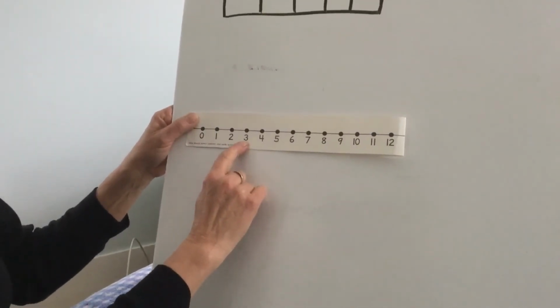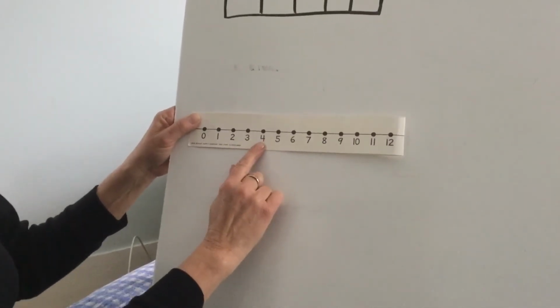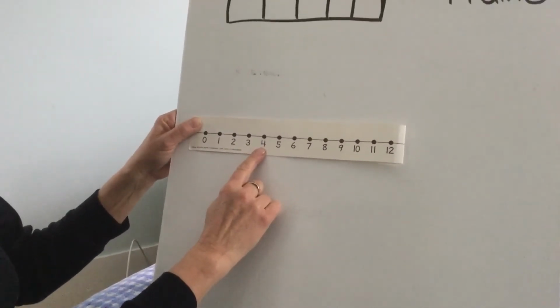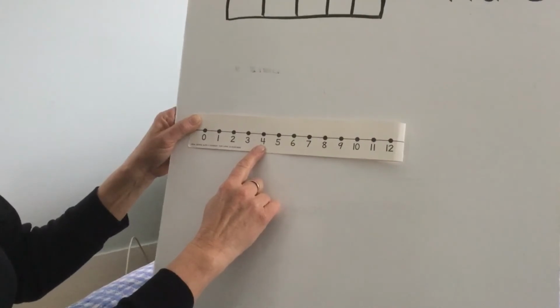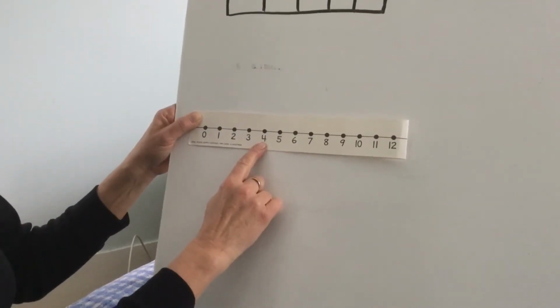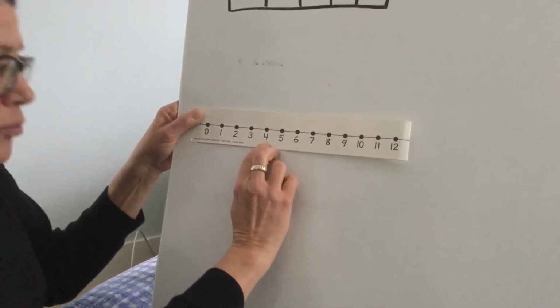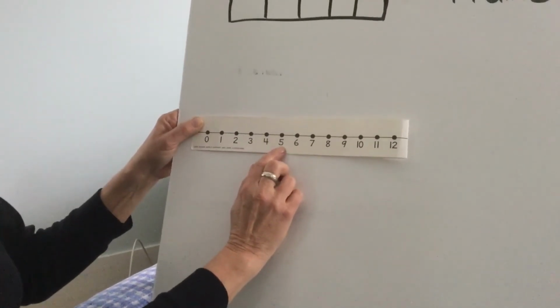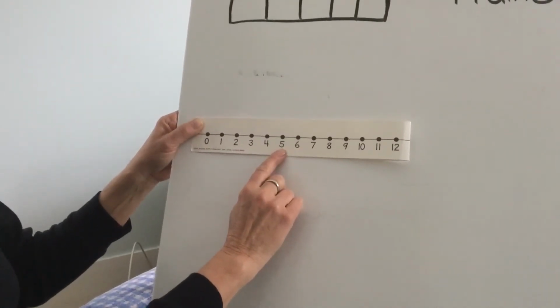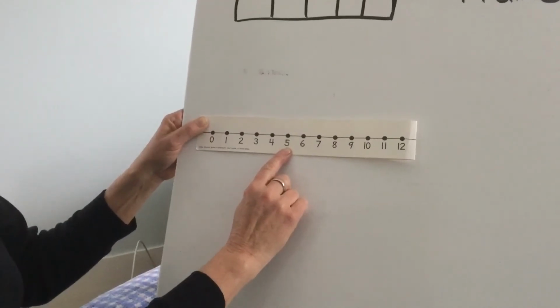What's one more than 3? 4. 4 is one more than 3. What's one more than 4? 5. 5 is one more than 4.